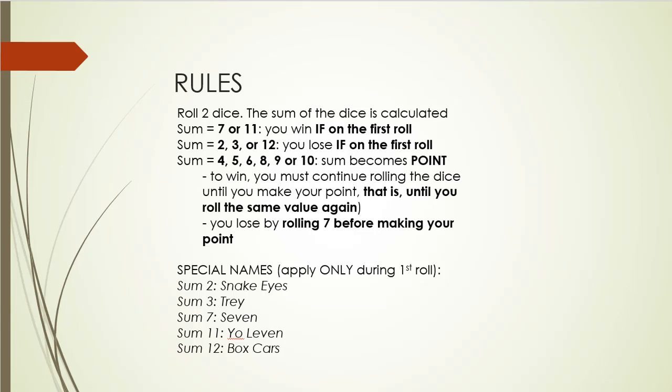If the sum is 2, 3, or 12, the player loses if this is the first roll. Now if the sum is everything else, the sum becomes the point. And to win, you continue to roll the dice until you make the point, that is, until you roll the same value again. So if you roll 6, then you keep rolling until you again roll 6.